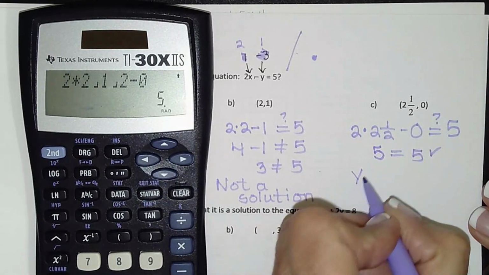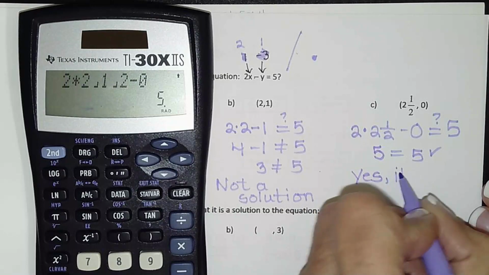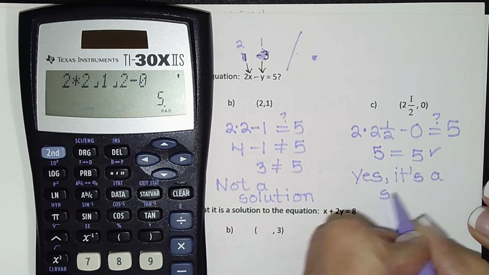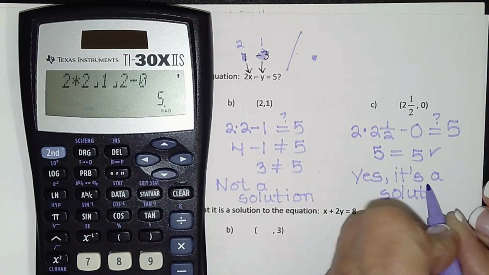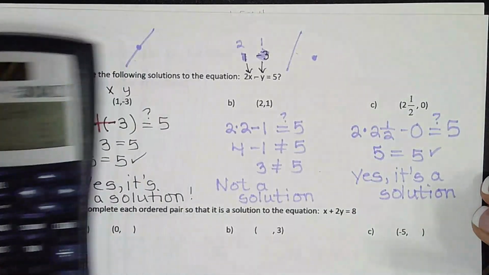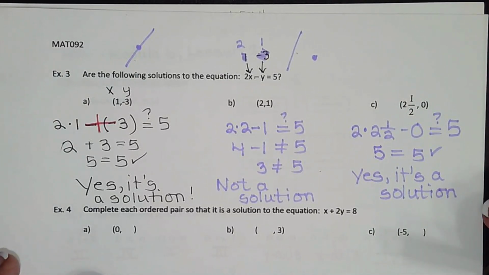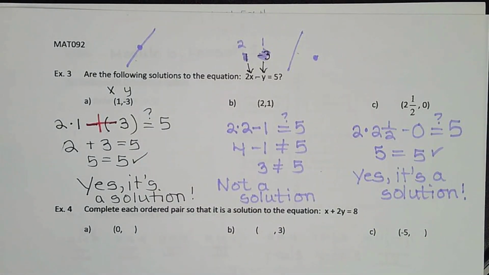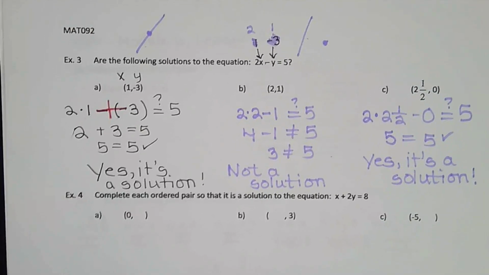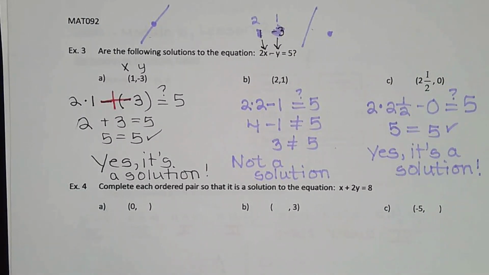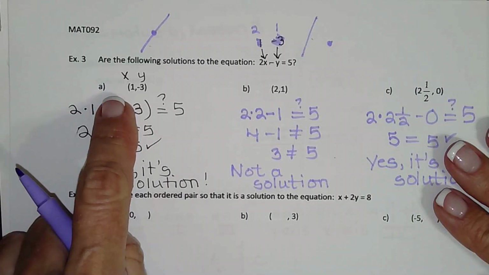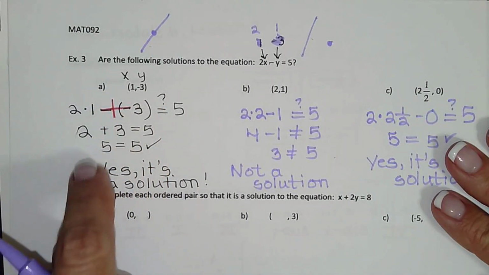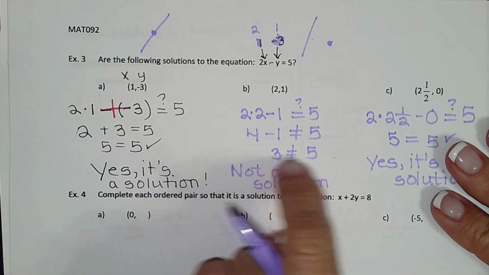So yes, it's a solution, which also means it will be a point on that line when we learn how to graph it on the next page. Okay, so that's how we check for solutions when we have 2 variables, an x and a y. You plug the first one in for x, the second one in for y. True statement, it's a solution. False statement, it's not a solution.